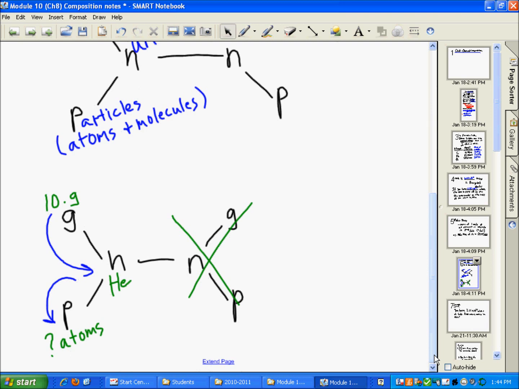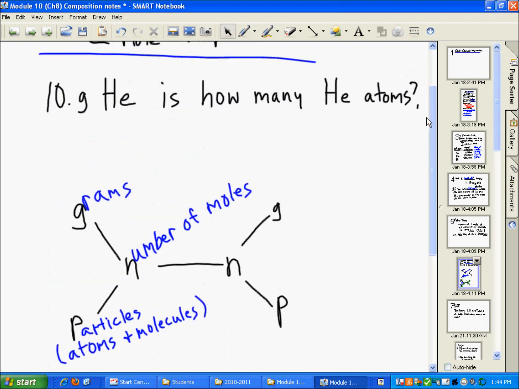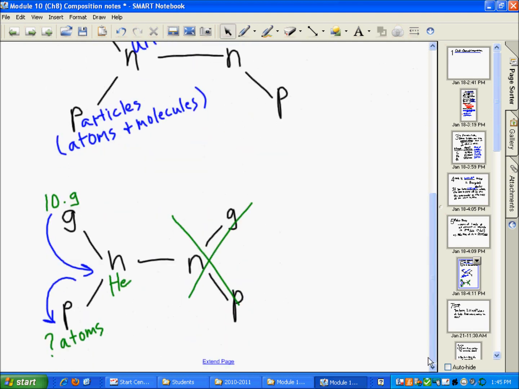So here's how we use the mole map. First thing is to label the mole map with the substances that are involved in the calculation. In this case, we've only got one substance. It's helium. So beside one of the N's, we put an HE to stand for helium. And that identifies the side of the mole map. That side of the mole map is going to be the helium side. In this case, we only have one substance, so we're not going to need the other side of the mole map. We can just X that out.